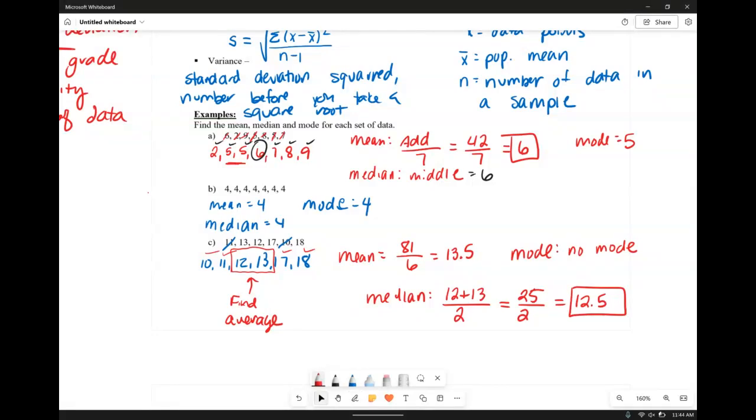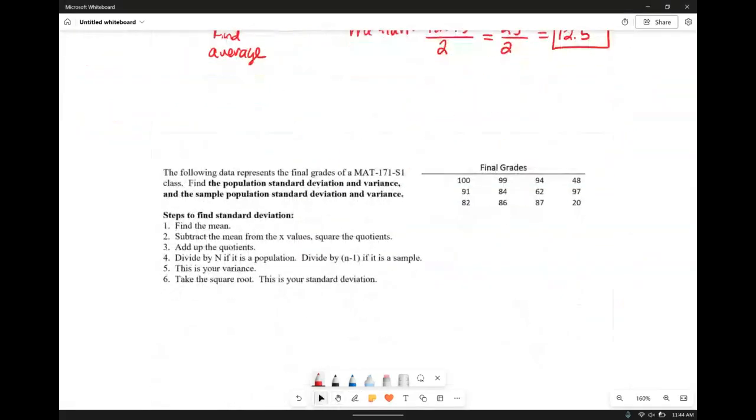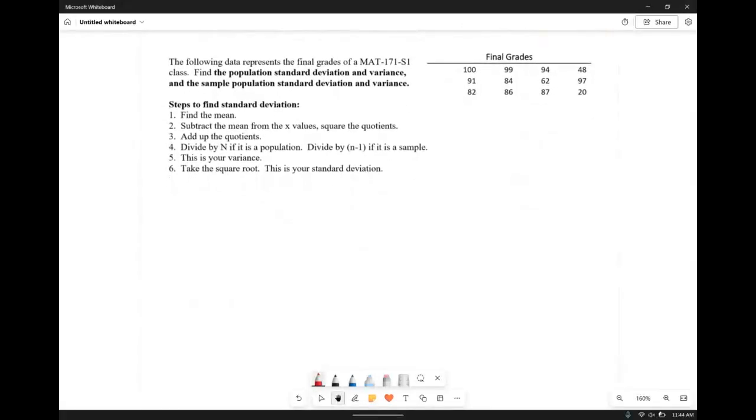All right, on to standard deviation. We're going to jump right in here with a tough example so that we're prepared for other examples. We've got some steps here on what to do to find the population. This should just say the sample, not sample population. That's crazy.